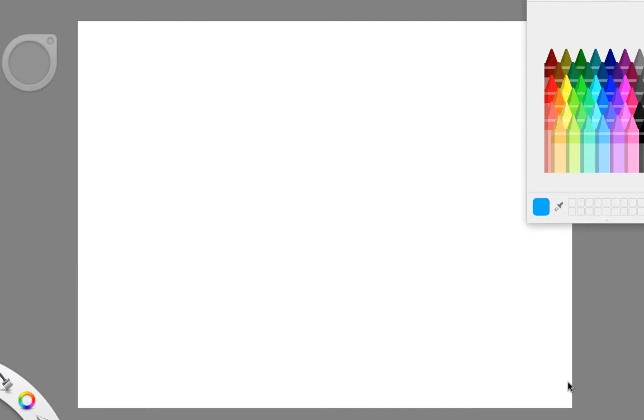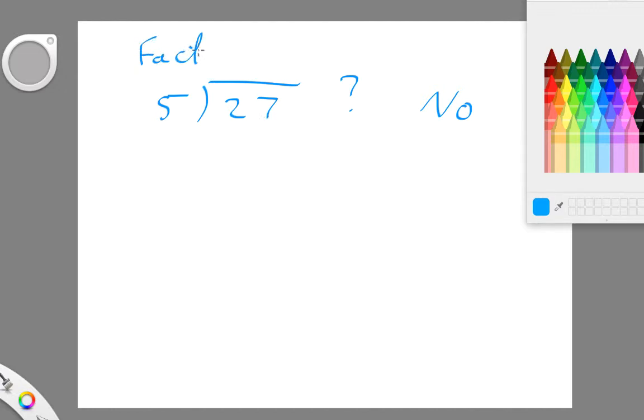That's mostly what you're going to do. They want you to draw factors. They want you to find whether something is a factor. If it's a factor, it goes into it. So is 5 a factor of 27? Does 5 go into 27? No. 5 goes into 25 and it goes into 30. Now you can do this division problem, but it is not a factor. A factor has to be a number that goes into another number using multiplication.